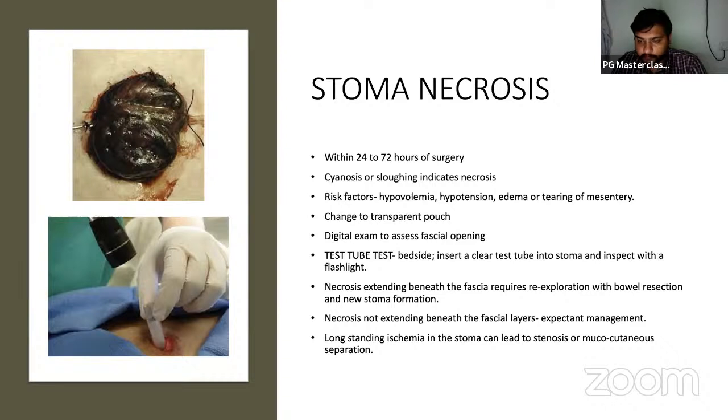Some oozing is there because of the increased edema and all these things. So that is an indication that you can wait. If the color is dusky and no peristalsis is seen, then you should think about exploration. If long-standing ischemia is present, then it can lead to stenosis or mucocutaneous separation later on.